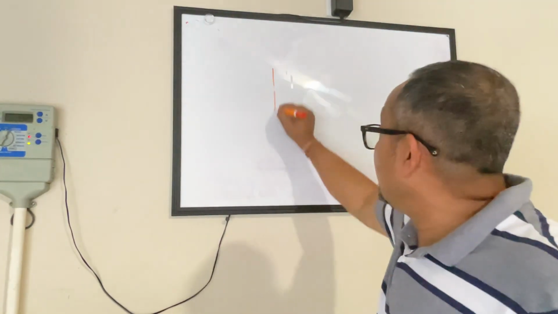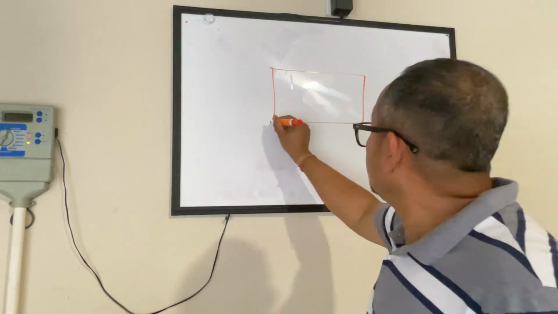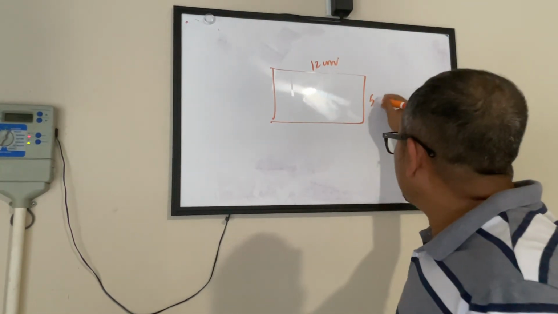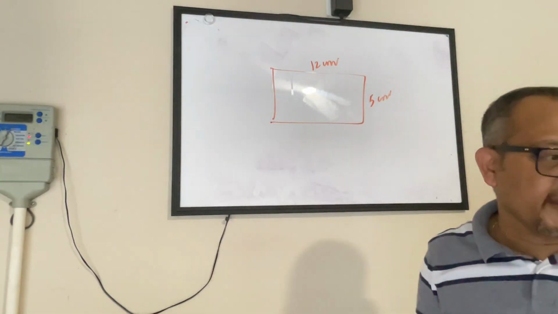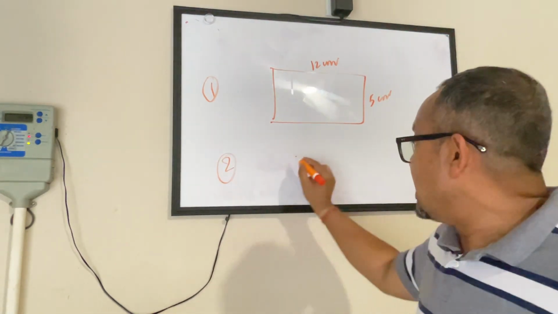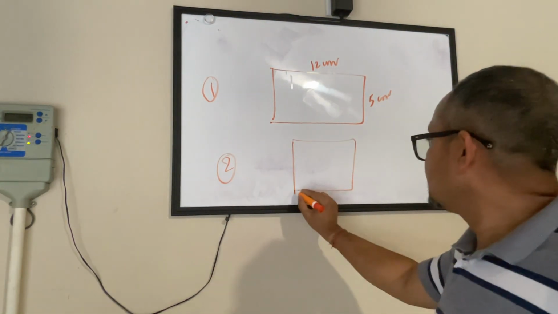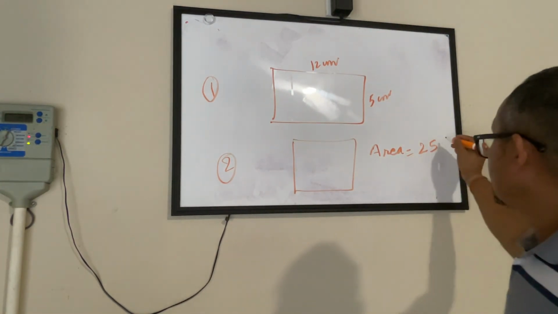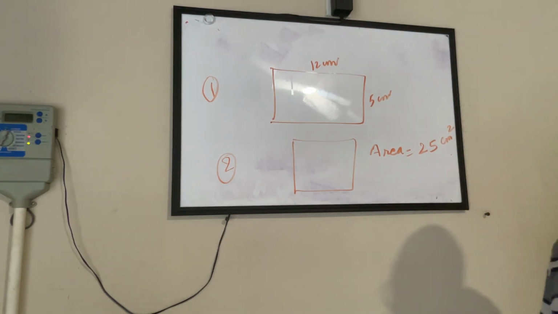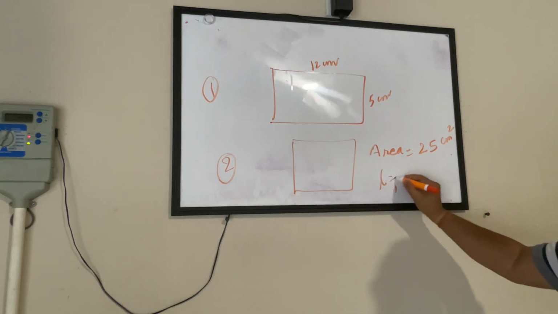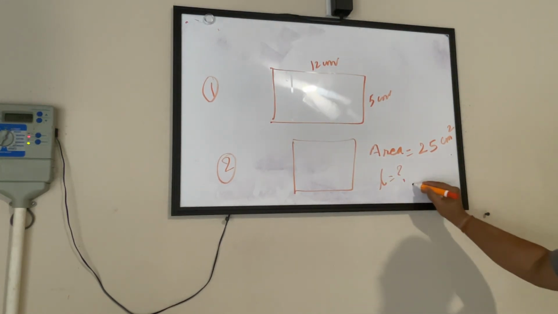So let's do a few sums first. I have a rectangle with length of 12 centimeter and width of 5 centimeter. Find out the area and perimeter for this one. This is the first question. Second question: I have a square with area equal to 25 square centimeters. Find out the length of each side and find out the perimeter.